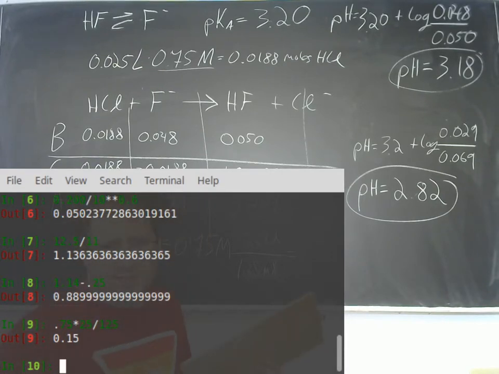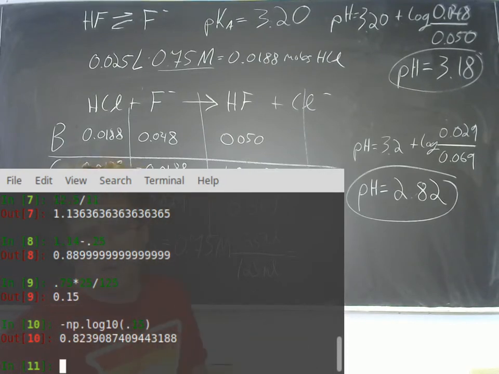Okay, so that is the new concentration of hydrochloric acid after we've added the 25 milliliters of hydrochloric acid to 100 milliliters of pure water. And we can just convert that into a pH by taking the negative log of 0.15. And it looks like the pH would have been 0.82.